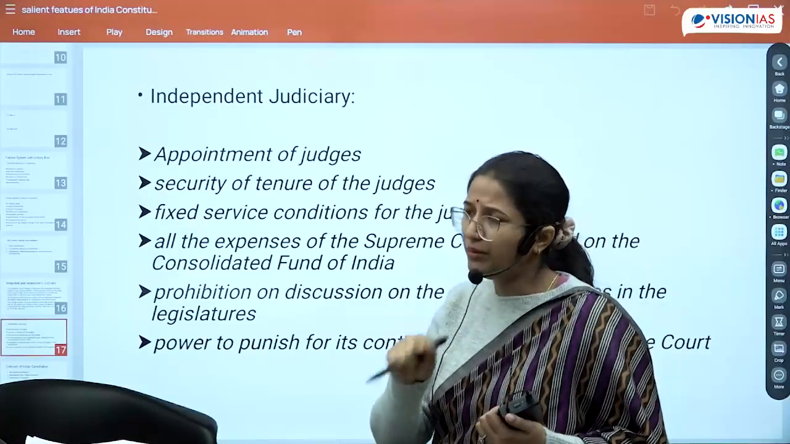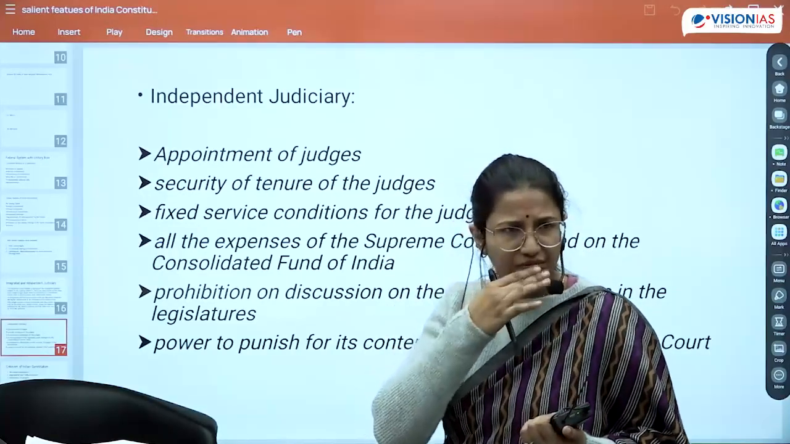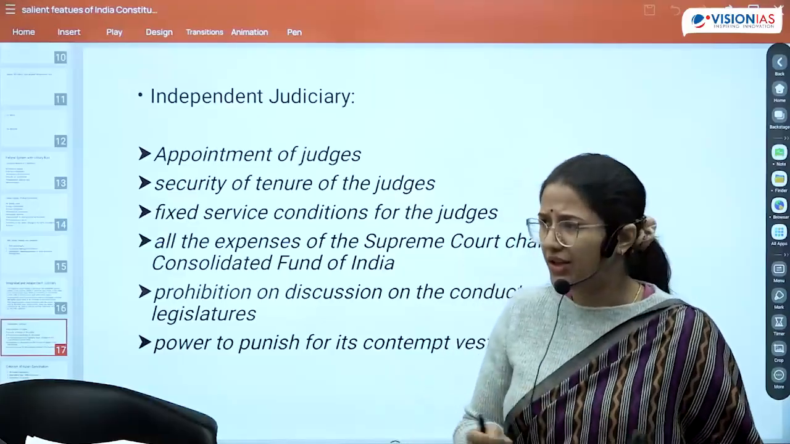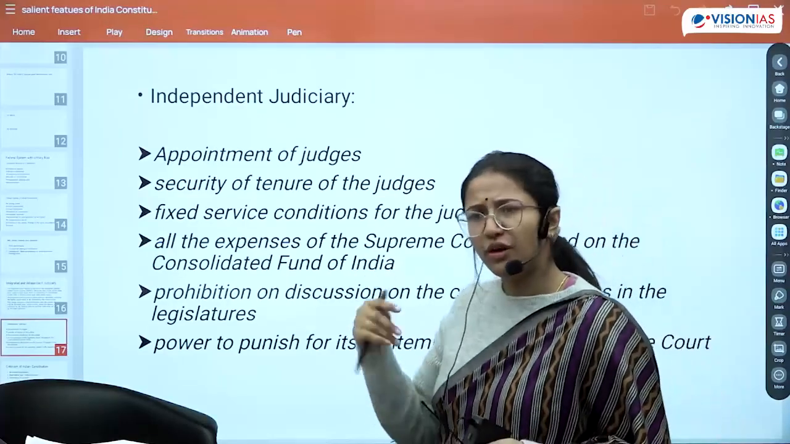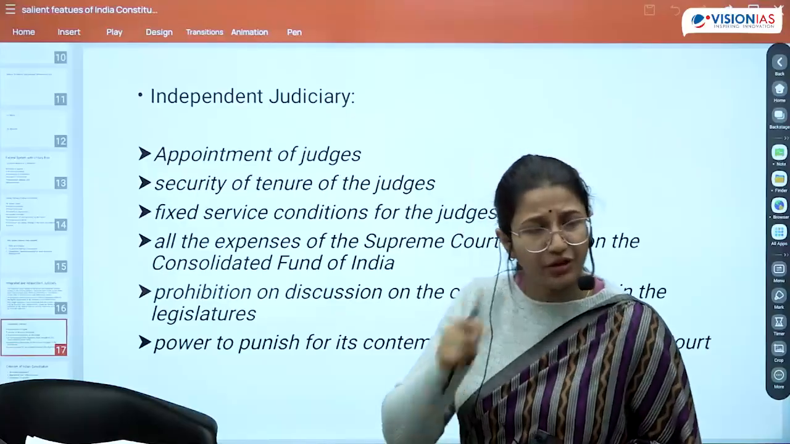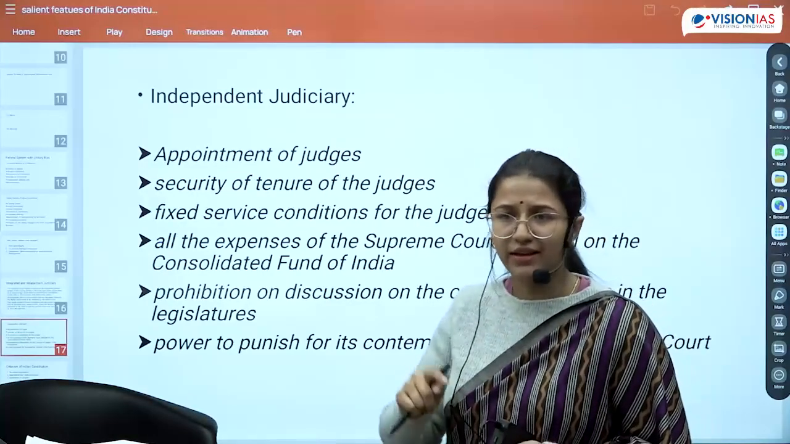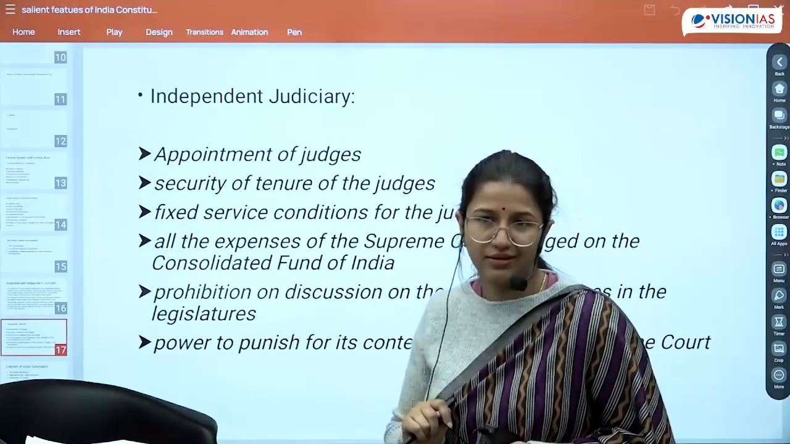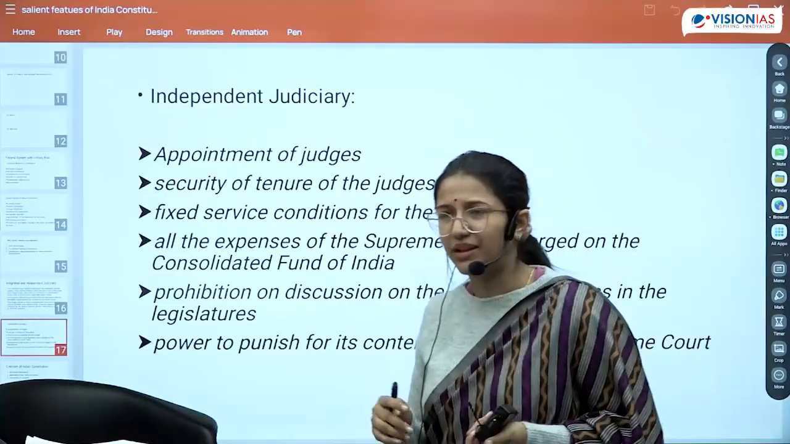Yes, if the appointment was by the central government, the judges might be obliged to those who have appointed them. Yes, they would have to give a judgment in favor of the center in case of a dispute between center and state. So that should not happen. That is the idea.